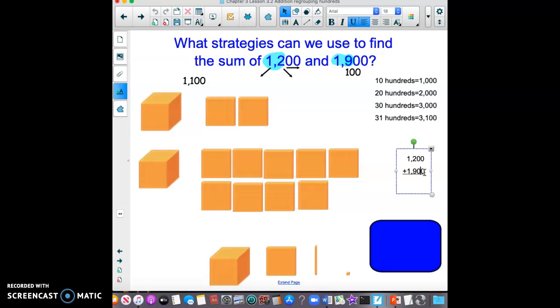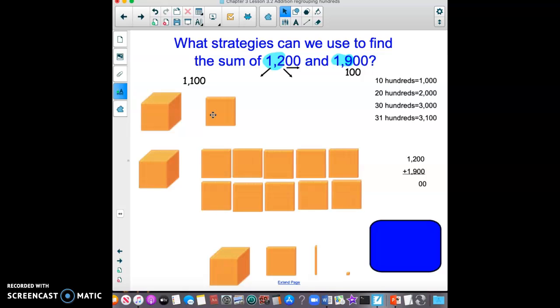We can also use the algorithm to help us solve. We can say that 0 and 0 in the ones column is still 0. And 0 tens and 0 tens is another 0. And my 9 tens and 2 tens, do you remember how many tens this is all together? 10 tens and one more 10, 11 tens.